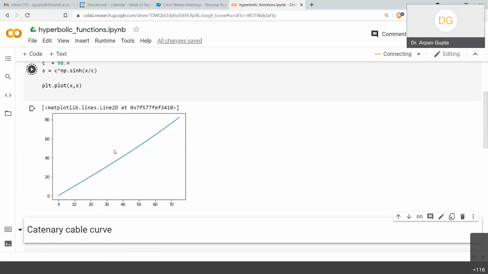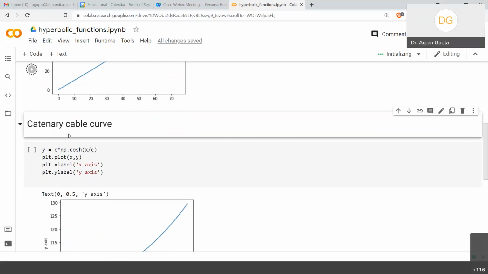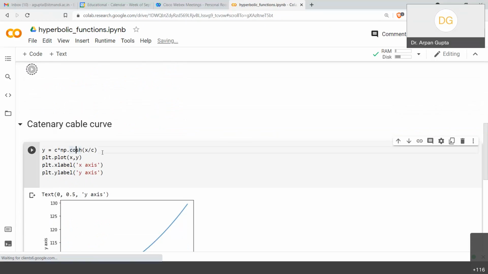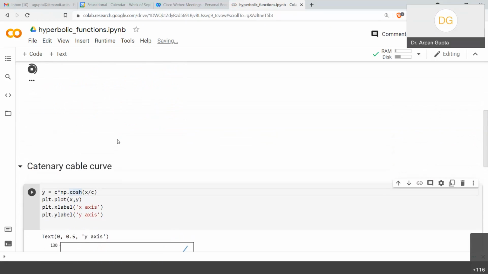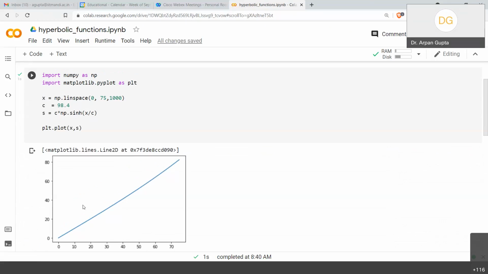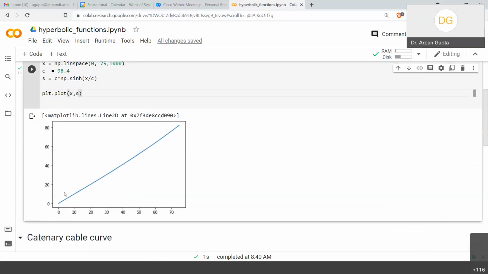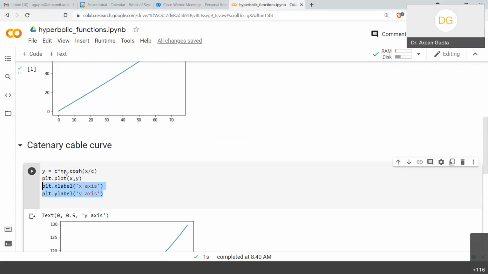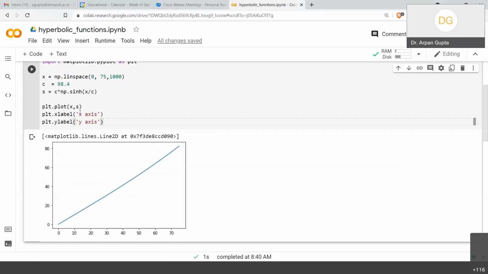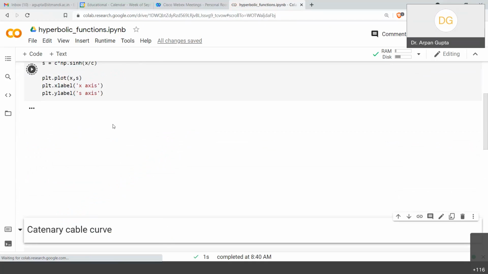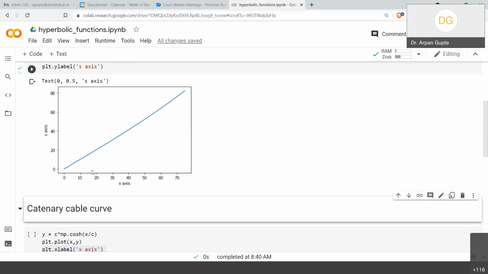It is taking some time. Then we can also plot the catenary curve. Yeah, it is executed. So this is your path length. This is X and this is S. Here X was on the x-axis and the y-axis was the distance S.